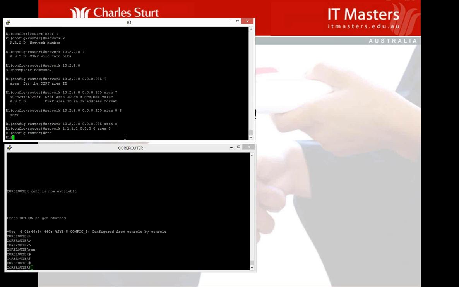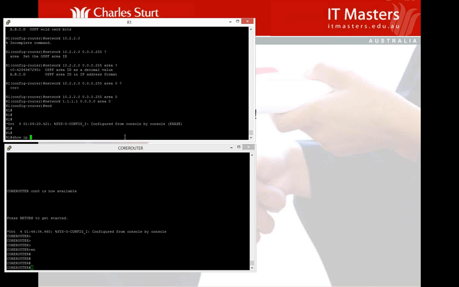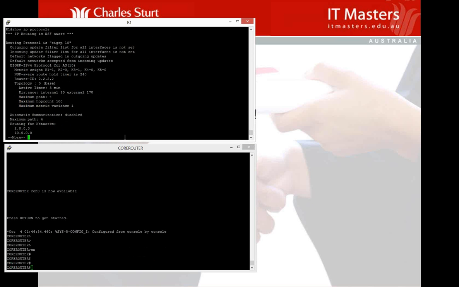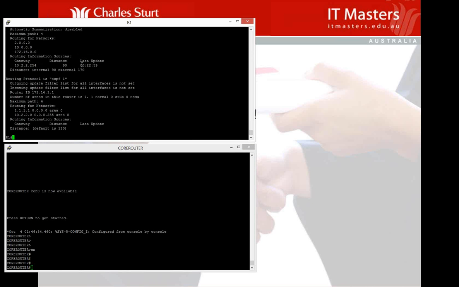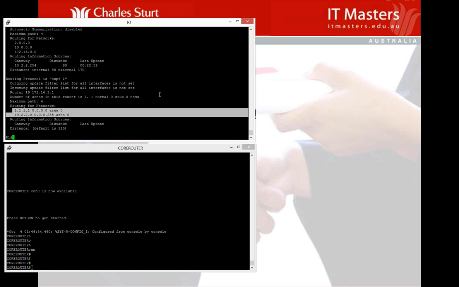Let's see what happens. So if we go show IP protocols now, you'll see we've got EIGRP running, we know that. We don't care about EIGRP now, we care about OSPF. So we've got OSPF 1 running. Notice the router ID, 172.16.1.1. Because I didn't specify it, it just took the highest IP address. And it's saying it's routing for 1.1.1.1 and 10.2.2.0. Now that's a difference from EIGRP, isn't it?